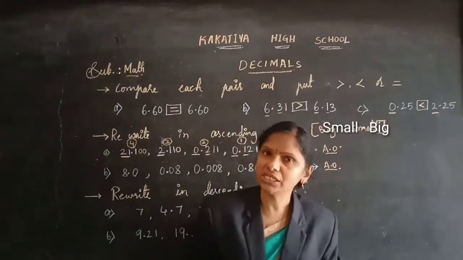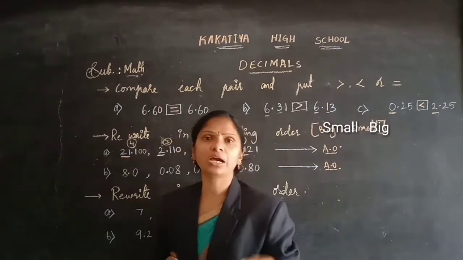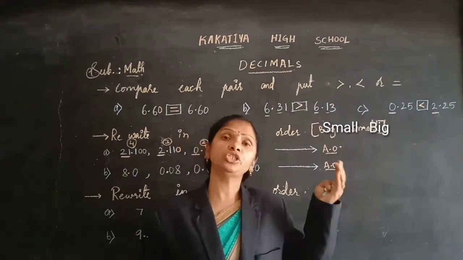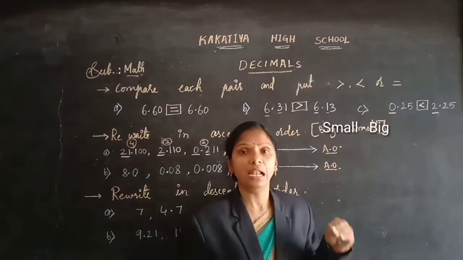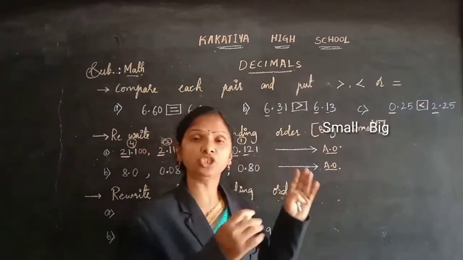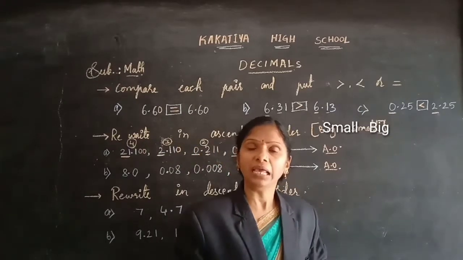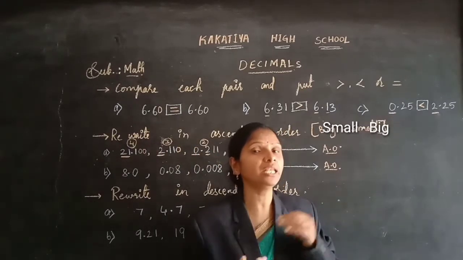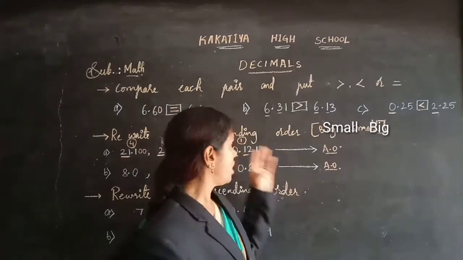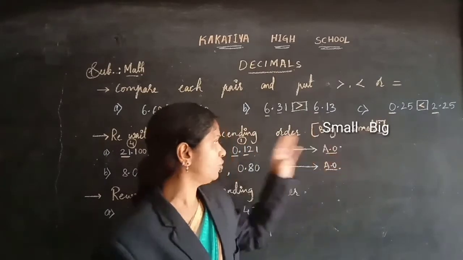First you need to change into like decimals while you are comparing or arranging in ascending or descending order. You need to change the given numbers into like decimals. Later on you need to check the integral part. If the integral parts are the same, then you go to the decimal part. Okay. So after arranging the places, you can write here.